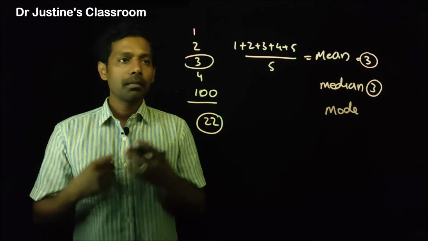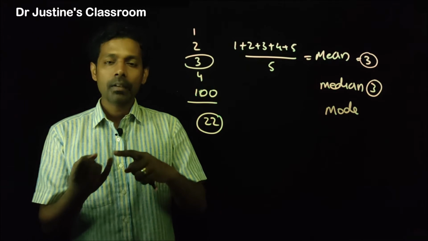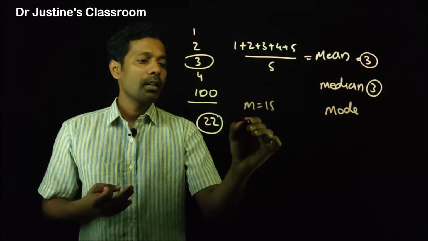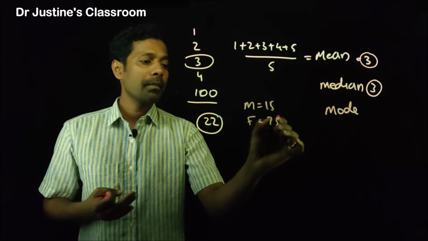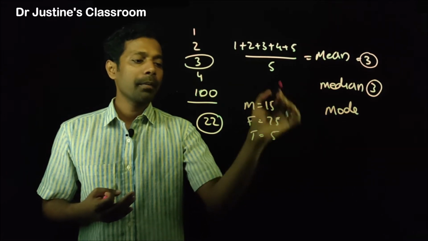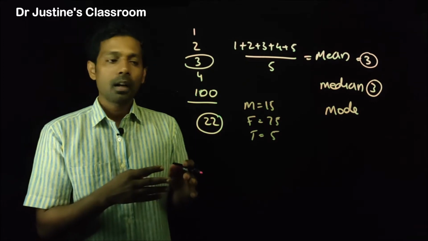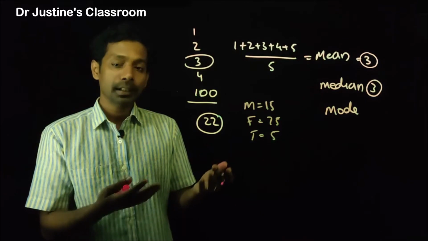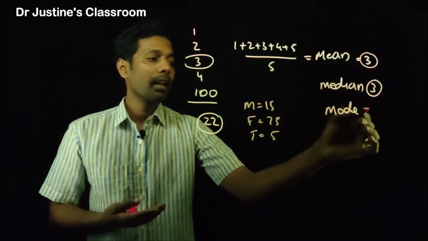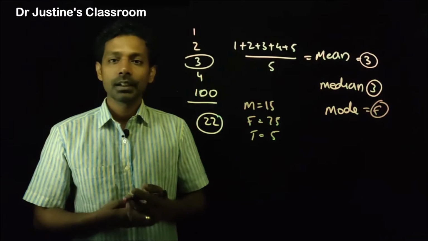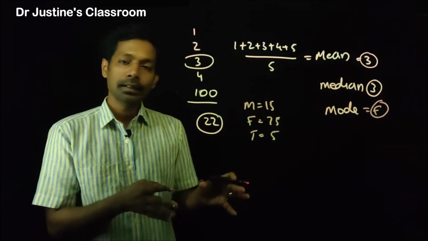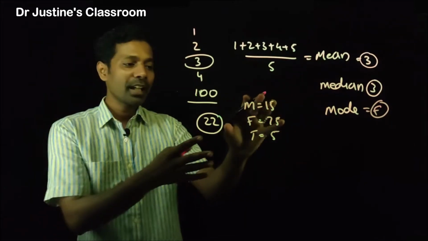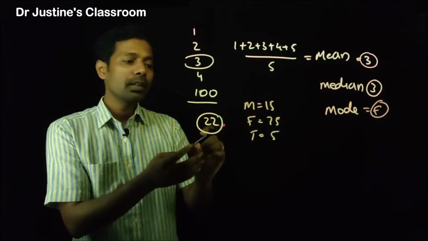For example, in my sample I have male, female, transgender. Male I have 15 members, female I have 75 members, transgender I have 5 members. Now look at the sample. I would say the mode of my sample, the sex of my sample, is female. So any statistical method to represent the sample is a score which can be used to describe my sample.